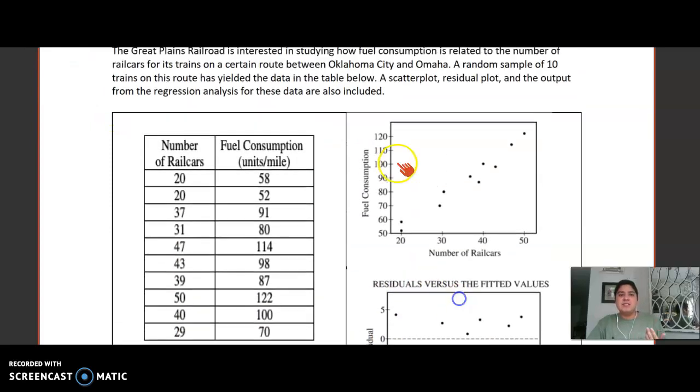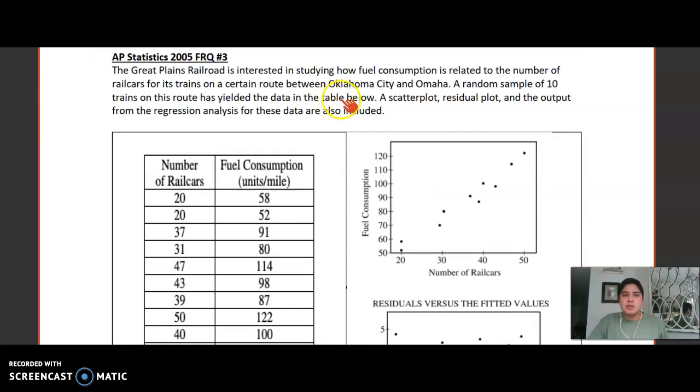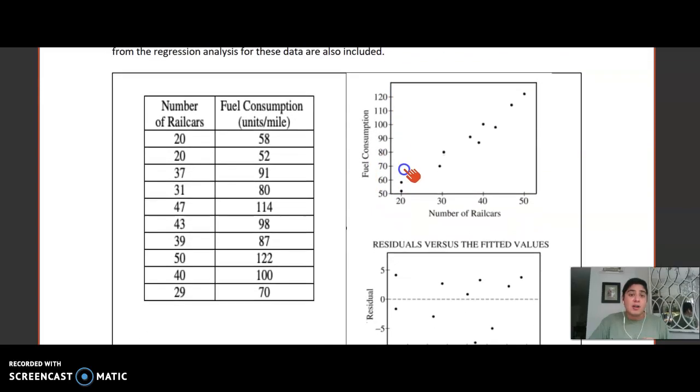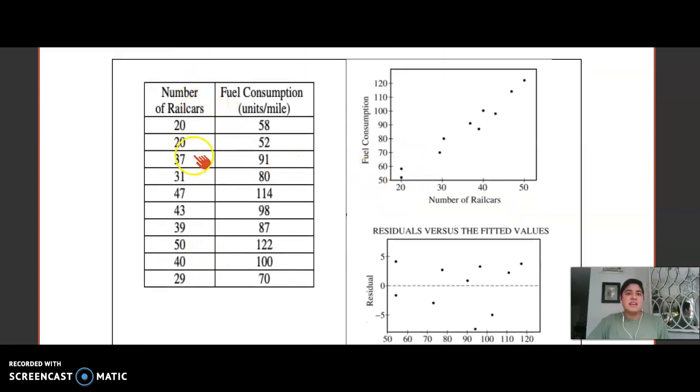So you'll be given this output, and here the Great Plains Railroad is interested in studying how fuel consumption is related to the number of rail cars for trains on a certain route between OKC and Omaha. A random sample of 10 trains on this route has yielded the data in the table below, and a scatter plot, residual plot, and the output for the regression analysis are also included.